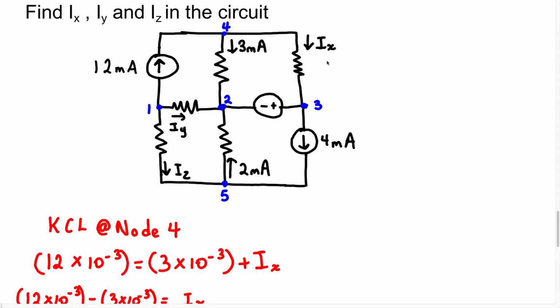Now that I know the current Ix, I'm going to set my sights on to the current Iy. Now where's Iy? Well, we know Iy is right here in this circuit, right? Now the two nodes we can look at is either node 1 or node 2. It's really up to you. The one I'm going to decide to look at is going to be node 1, right? You can choose node 2 if you like. I'm just going to choose node 1.